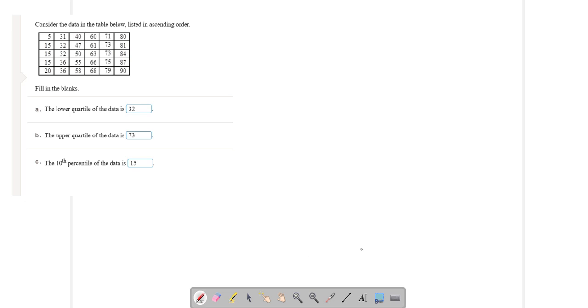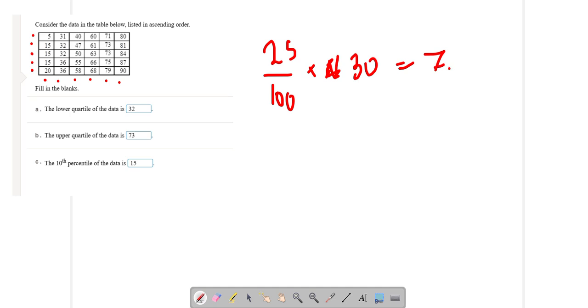So the lower quartile of any data is always 25%, so 25 over 100, times the total frequency, I'll name it n, which is the total amount of data. The total amount of data here is 5 times 6, which is 30. So we substitute that, 30, you'll get 7.5. Here, you always round up, so it's going to be the 8th position.